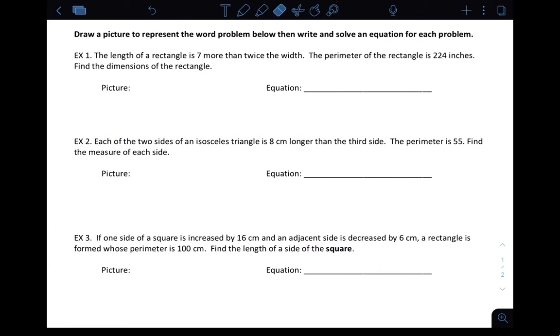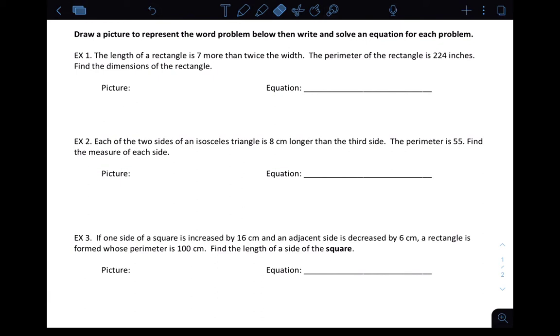Our directions say, draw a picture to represent the word problem below, then write and solve an equation for each problem. In these following examples, I'm going to help you set up the equation, and then I'm going to quickly solve it and show you how to answer the question. But I'm not going to spend a lot of time explaining solving to you. So here we go. Example 1.